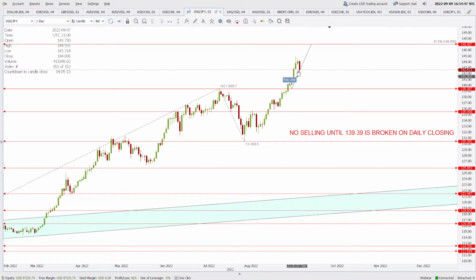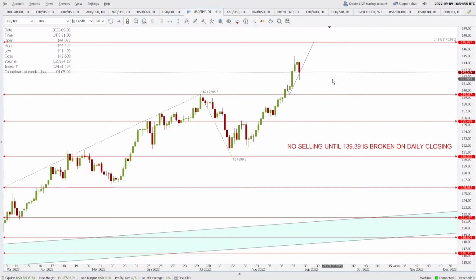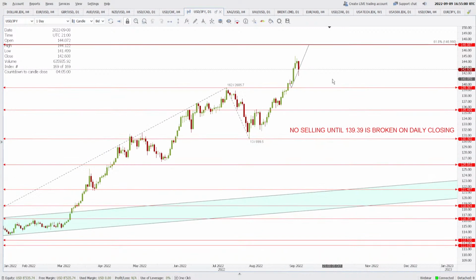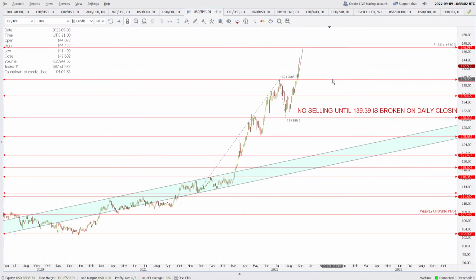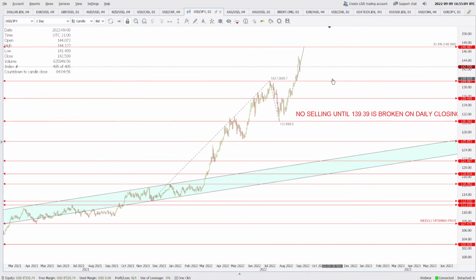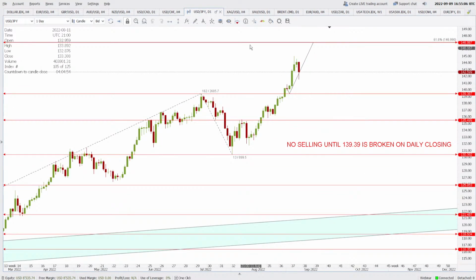USD JPY is in the middle of nothing. On the upside, we have 146.98 as the resistance. On the lower side, we have 139.38 as the immediate support. No further pattern is there. Nothing to tell really on the USD JPY. There is no pattern forming, nothing. So let's stay away from this market for some time.